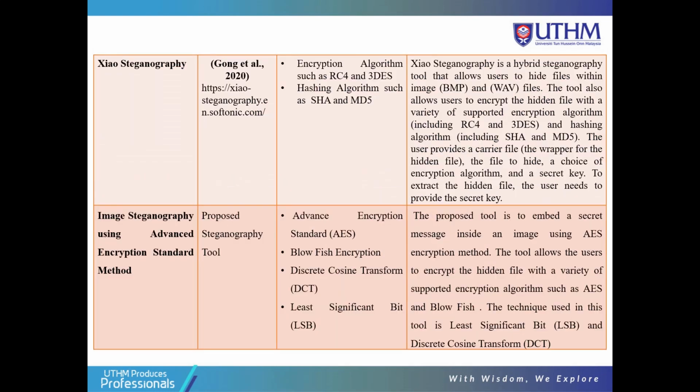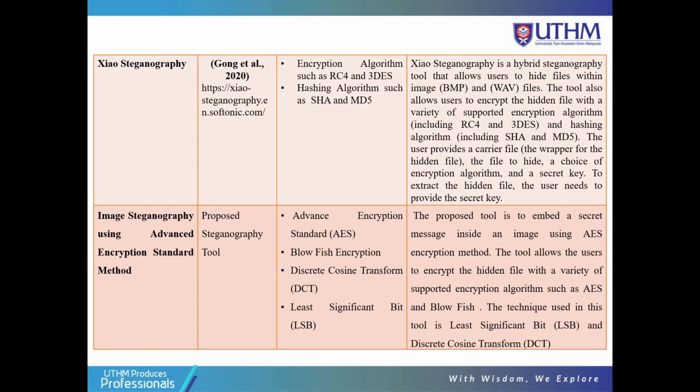Next is Steganography. This tool uses encryption algorithms such as RC4 and DES, and hashing algorithms such as SHA and MD5. It is a hybrid steganography tool that allows users to hide files within BMP and WAV files. It also allows users to encrypt the hidden file with a variety of supported encryption algorithms, including RC4 and DES, and hashing algorithms, which are SHA and MD5.